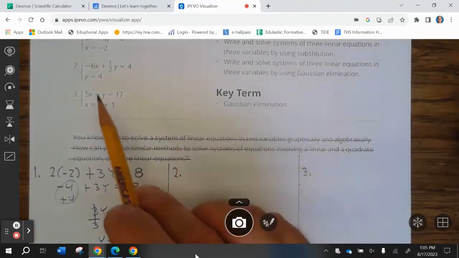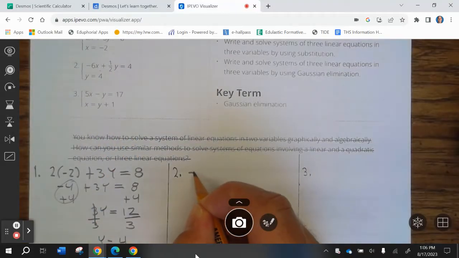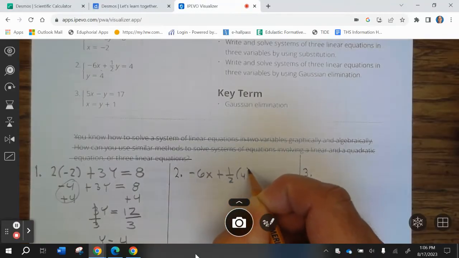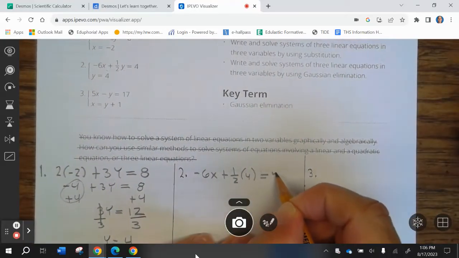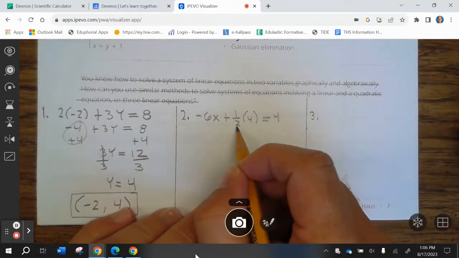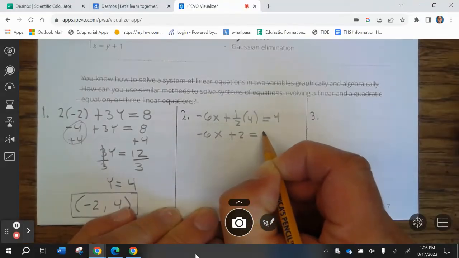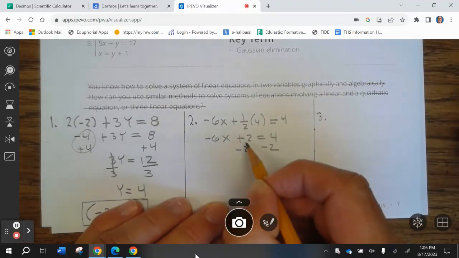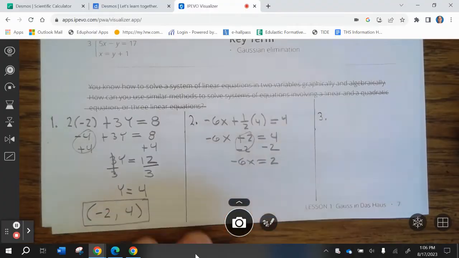All right, number 2, you see that y equals 4, so we're going to substitute 4 in for y and solve for x. So we have -6x plus 1/2 times 4 equals 4. Okay, now we're going to solve for x. Well, 1/2 times 4 is 2, so that's -6x plus 2 equals 4. Subtract 2 from both sides. This becomes 0. You get -6x equals 2.